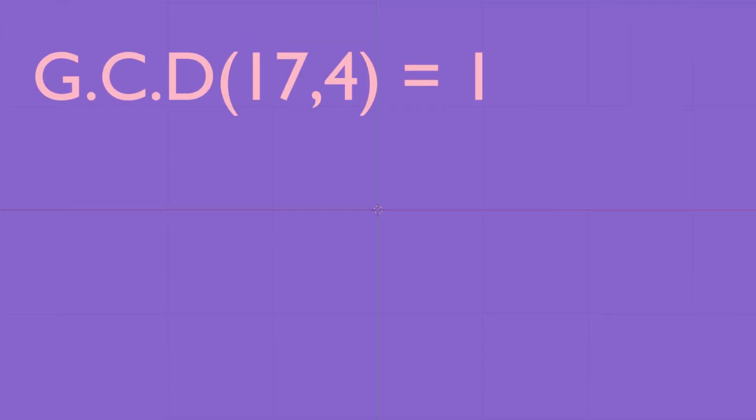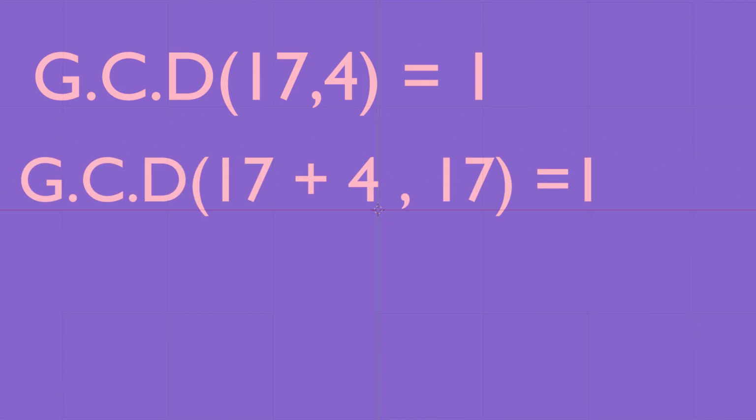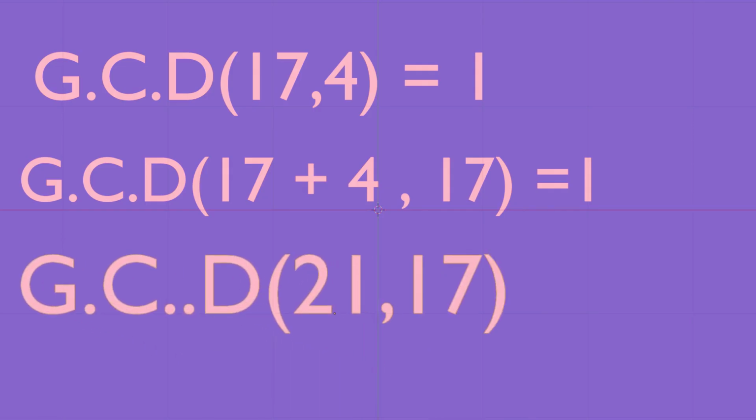So say 17 and 4. The GCD between 17 and 4 is the same as the GCD between 17 plus 4, which is 21, and 17. As interesting as this fact is, in computation terms we have just made the work of computing the GCD even more difficult than it already was. So now let's try something different, but based on the same logic.